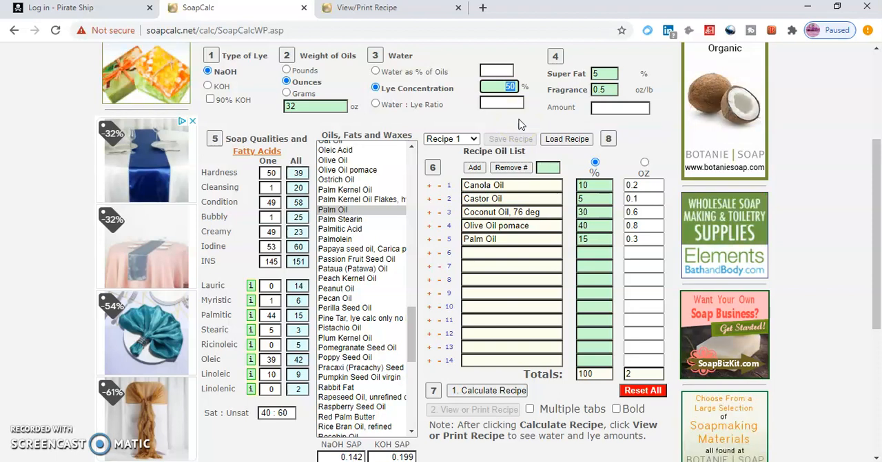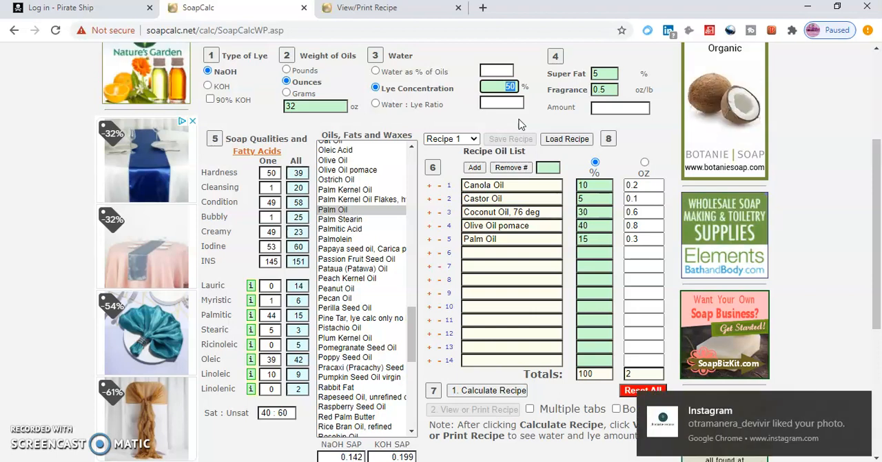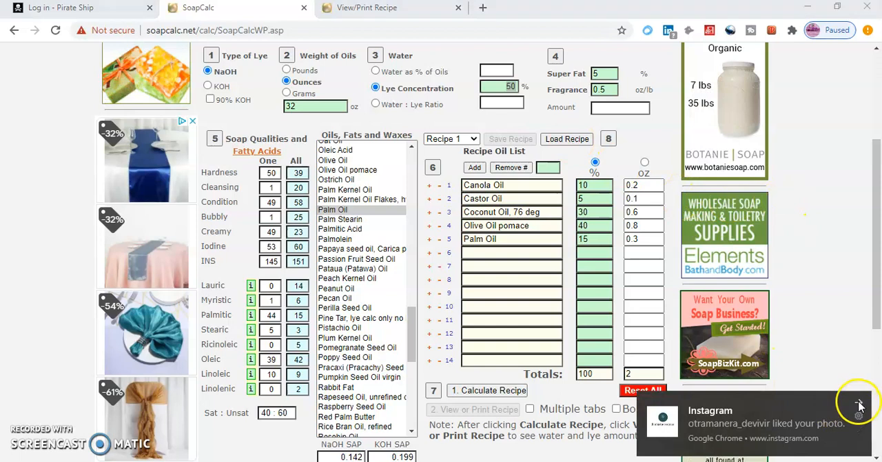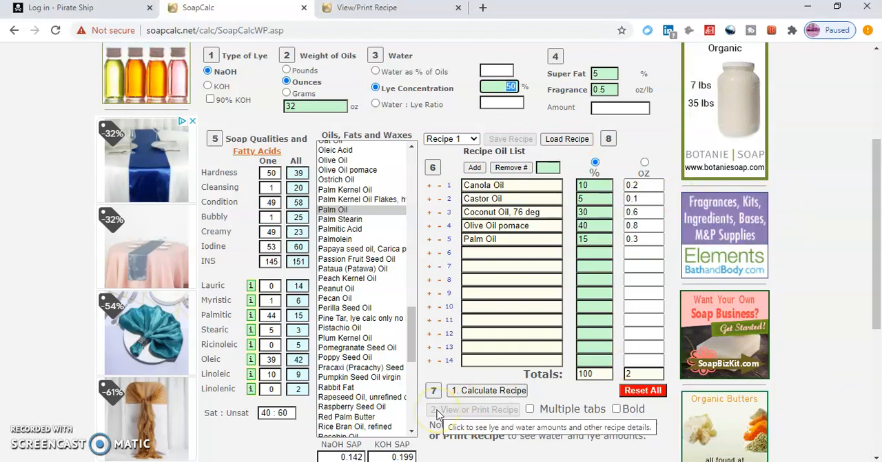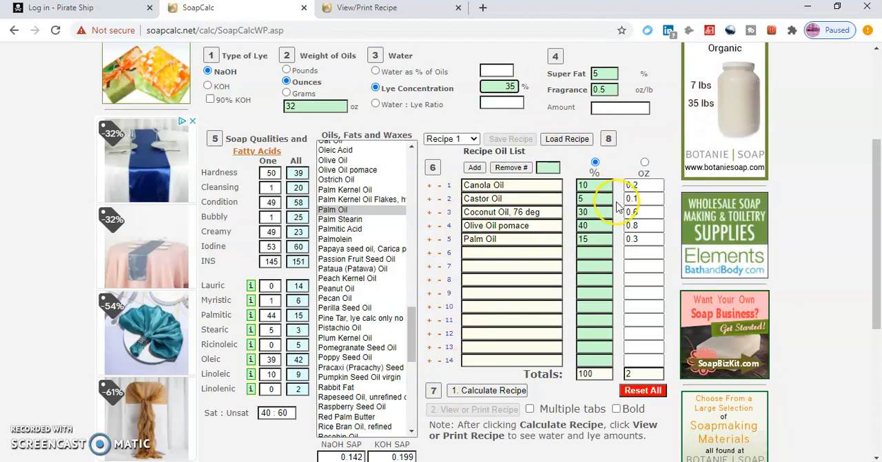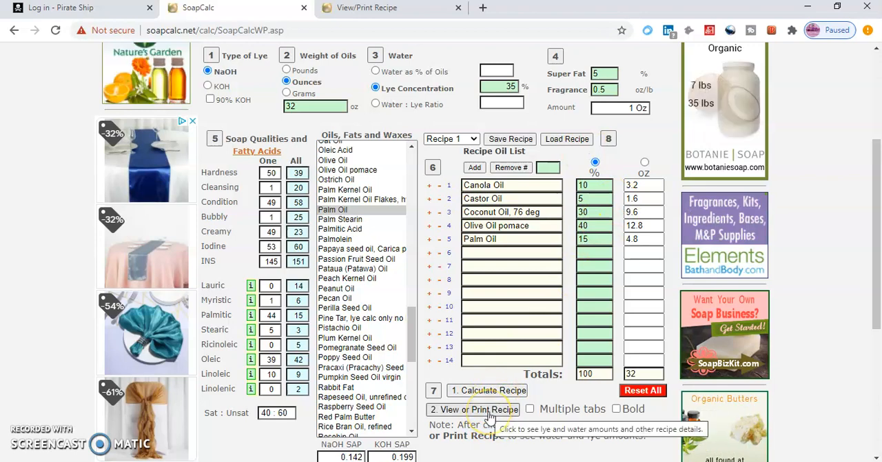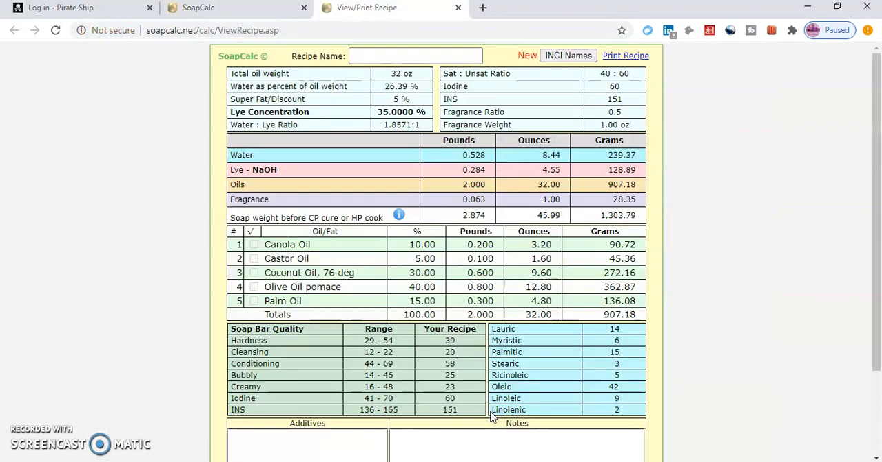Now, on a medium lye concentration, that's usually when you're talking about medium or somewhere in the moderate range. That is usually where you want to keep your lye concentration within 30 to 40%. So for this demonstration, we are going to make it 35%. We haven't changed anything else.